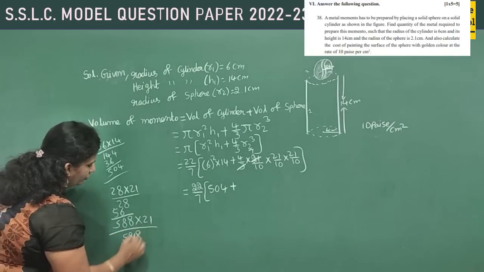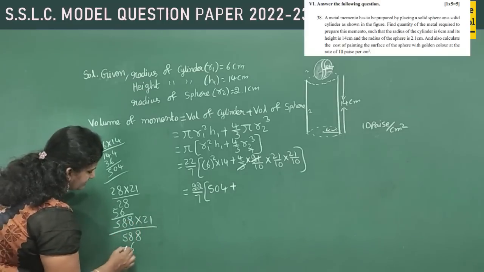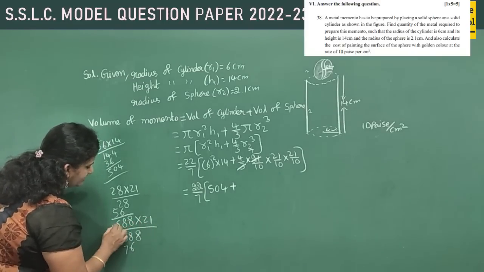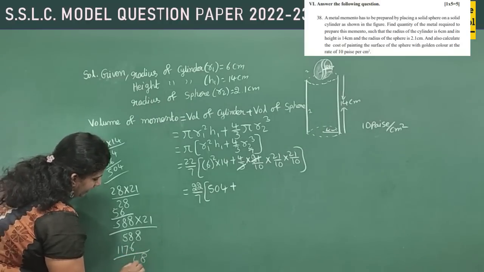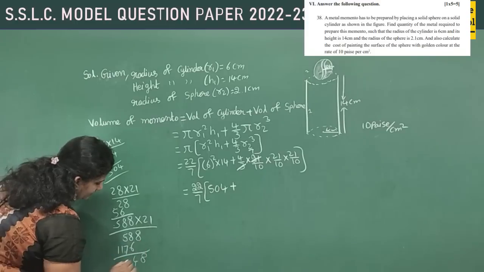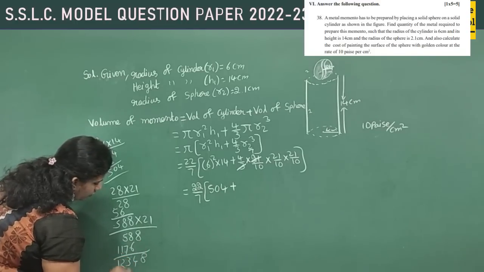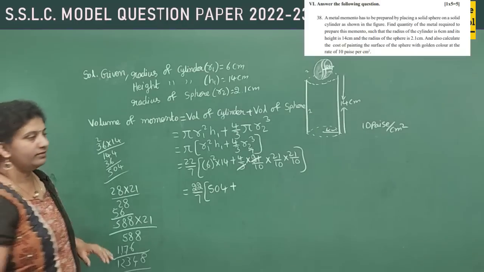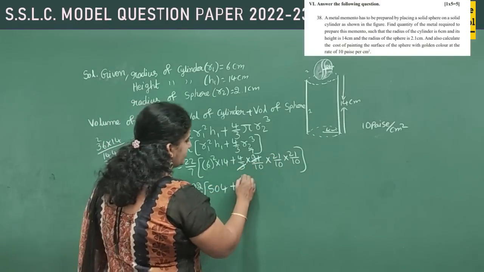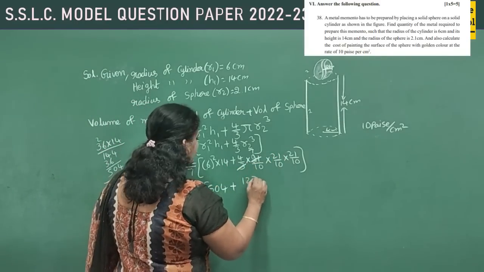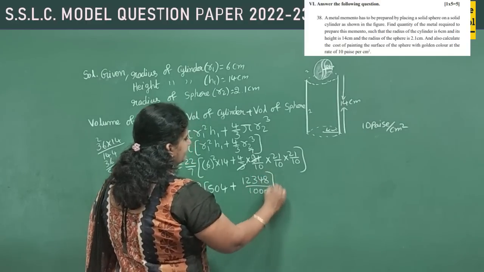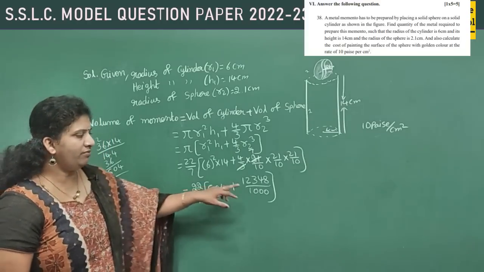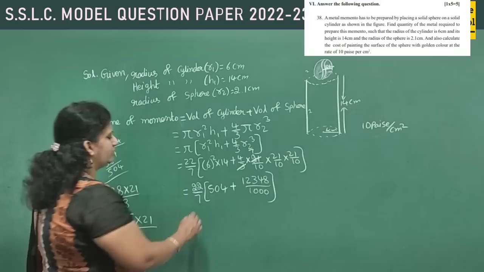Then with 2. 2 8s are 16, 2 8s are 16, 17, 2 5s are 10, 11, 8, 14, 8, 9, 10, 13, 2, 1, 2, 3, 4, 8. Observe here, 1, 2, 3, 4, 8 by 1000. How much do you have? By 1000.